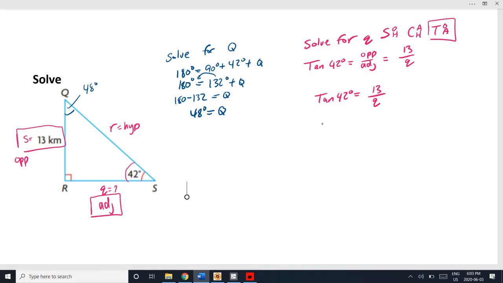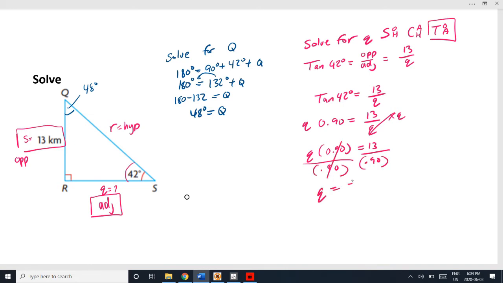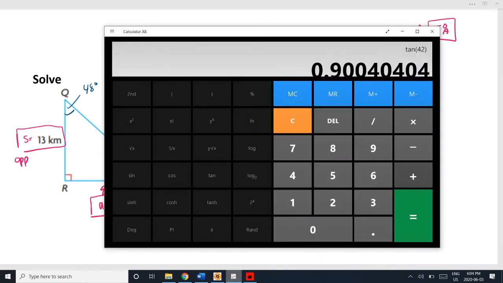Okay, so we're going to get tan 42 degrees, 0.90, is equal to 13 over Q. Now we just need to figure out what Q is. And to do that, we're just going to multiply Q on both sides to cancel the Q on this side. So we'll have Q times 0.90 is equal to 13. And to solve for Q, we're just going to divide 0.9 on both sides. So these are going to cancel. We'll be left with Q is equal to 13 over 0.9. Okay, so let's just plug that into our calculator and figure what that is. So 13 divided by 0.9 is equal to 14.44.